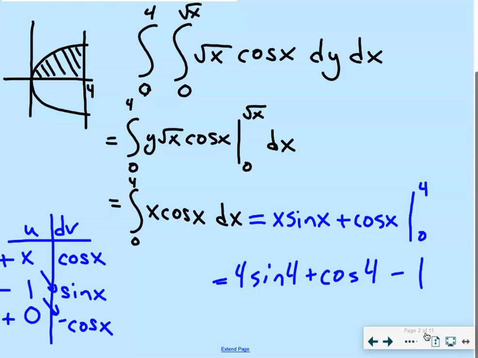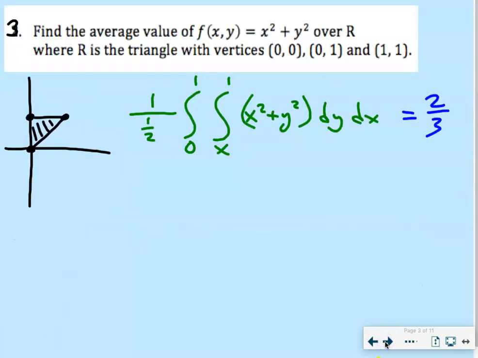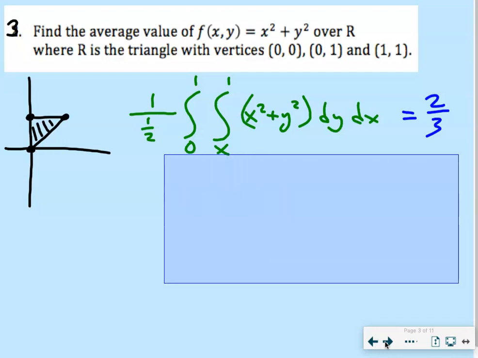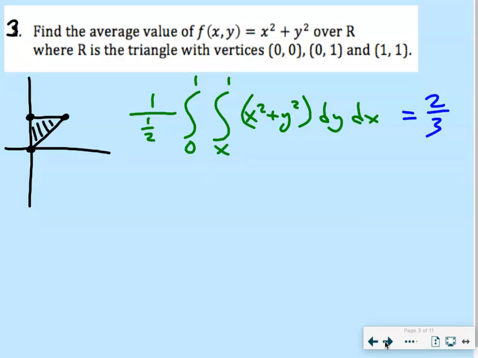Any questions? Anyone need to see anything more thoroughly done? Okay. All right. Is this all I have for this one? Do I not have anything worked out? I don't. All right. I will have to work this out. All I have is the setup and the answer of 2/3.